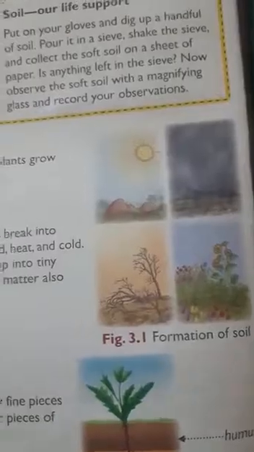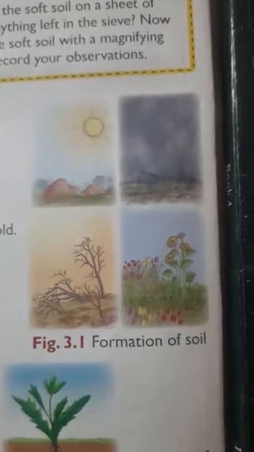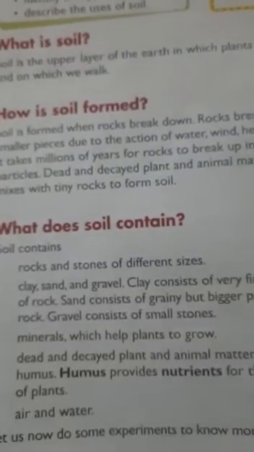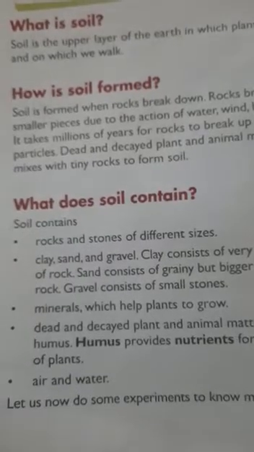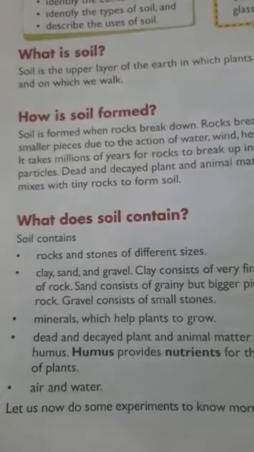So in the soil, what are the contents present? Tiny rock particles and dead and decayed plant and animal matter mix with the soil, and this is how the soil is formed. Now we will see what soil contains. Soil contains rocks and stones of different sizes, clay, sand and gravel. What are the contents of soil?